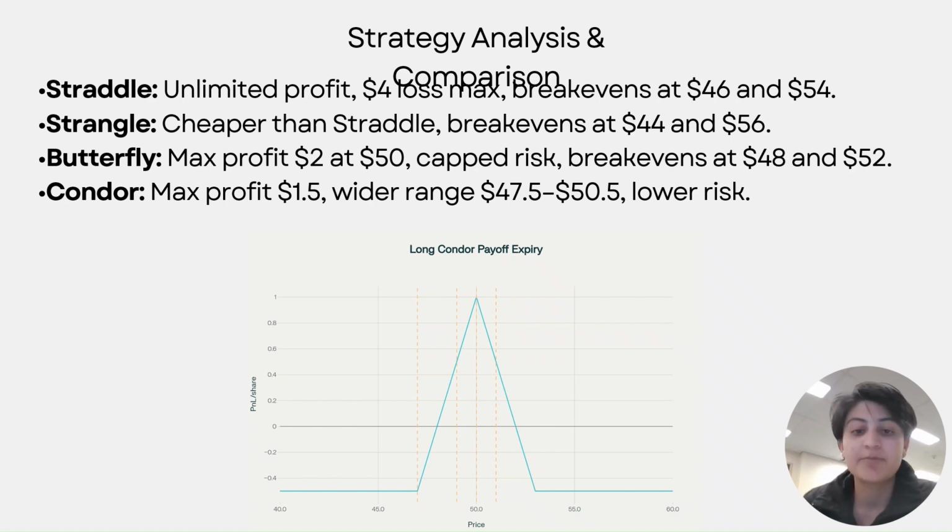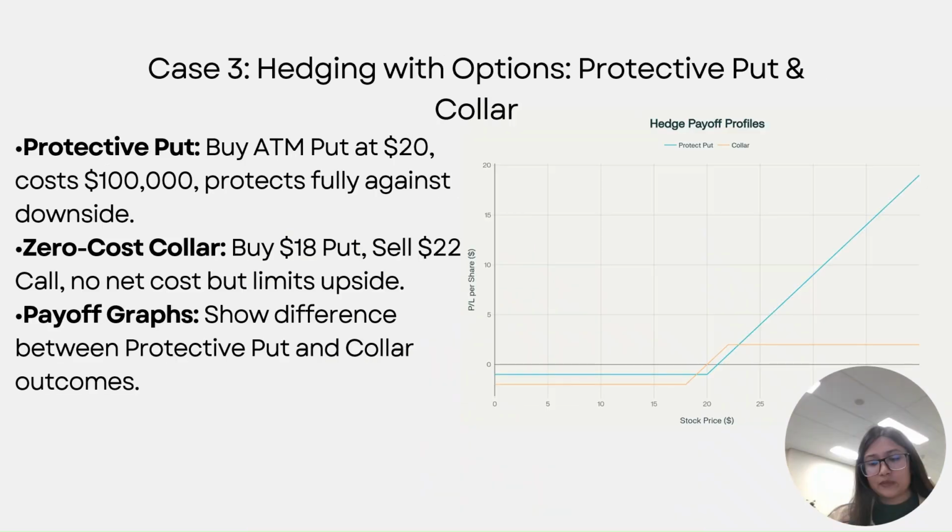And as we saw in the previous payoff diagrams, each strategy aligns with a specific market outlook. And the key point here is to match the right structure with your expectations for volatility, price direction, and cost tolerance. And now Fatma is going to talk about case 3. Thank you.